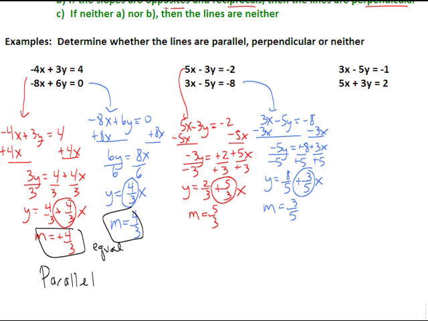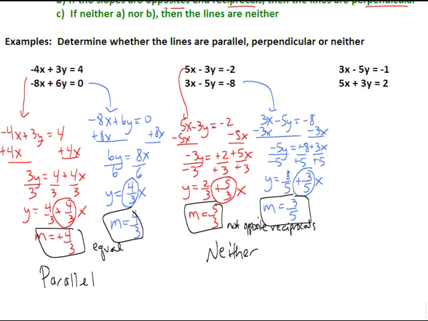Now we're going to compare. We have 5/3 for one line's slope and 3/5 for the other line's slope. These are neither. It's a little bit tricky here. They are reciprocals, however, they are not opposite reciprocals. So that means they're not perpendicular. It's really tempting to want to say that they are.